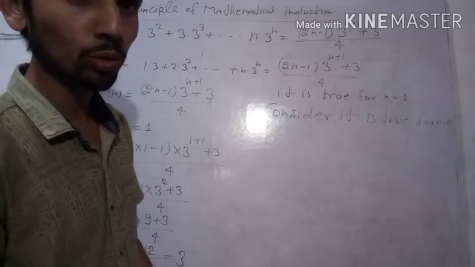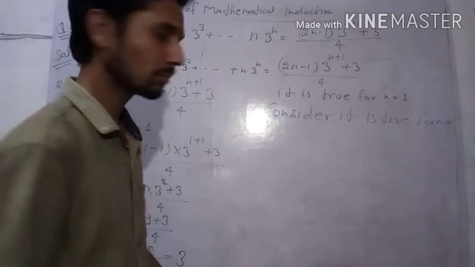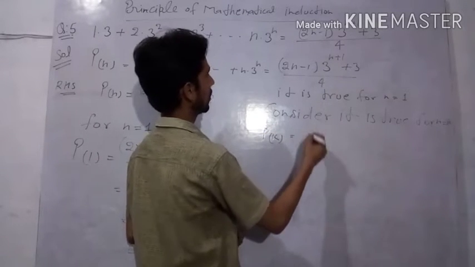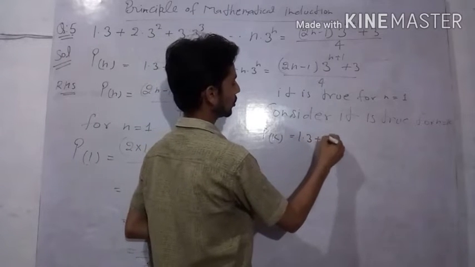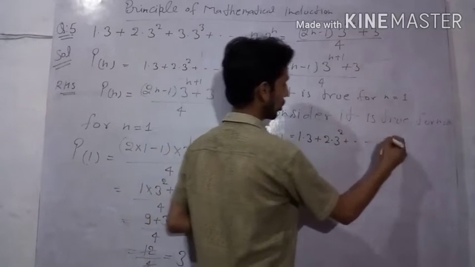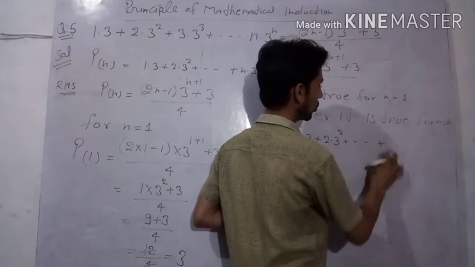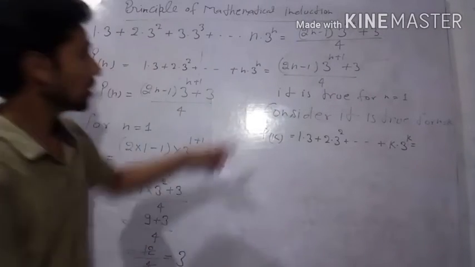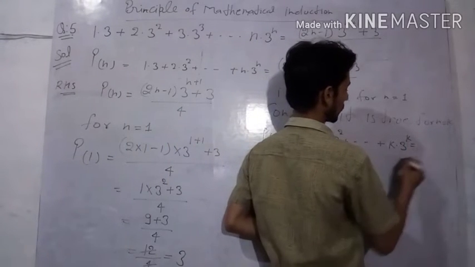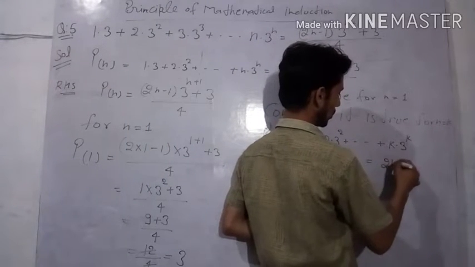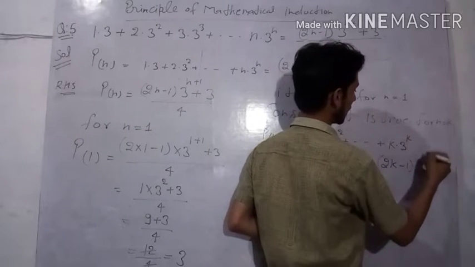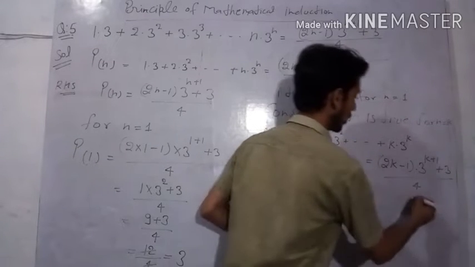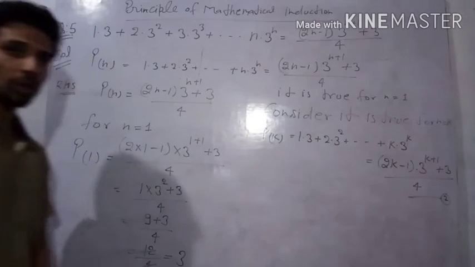Now consider it is true for n equals to k. Pk is equal to 1 into 3 plus 2 into 3 square plus dot dot dot plus k into 3 exponent k is equal to (2k minus 1) multiply 3 exponent (k plus 1) plus 3 upon 4. This is equation 2.